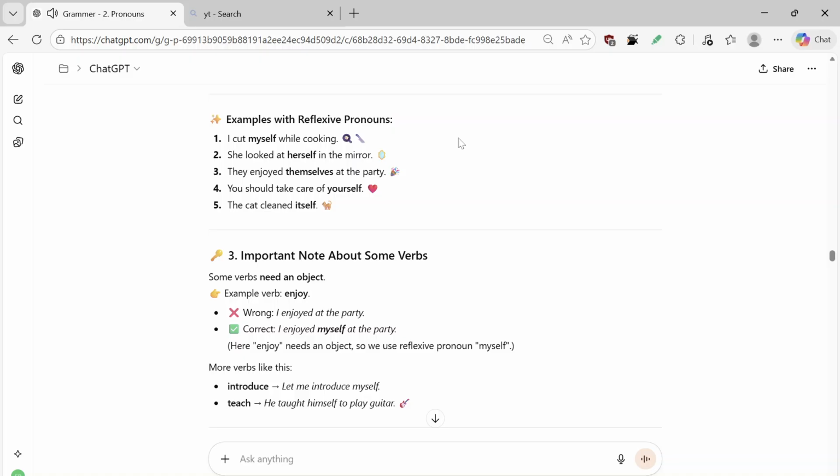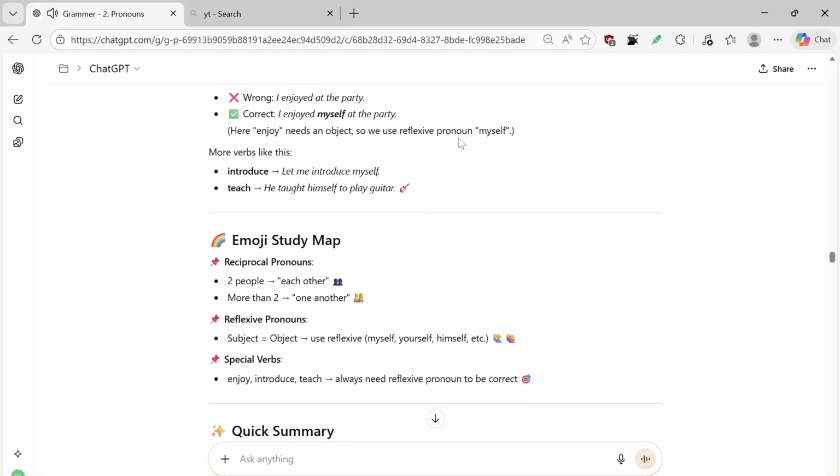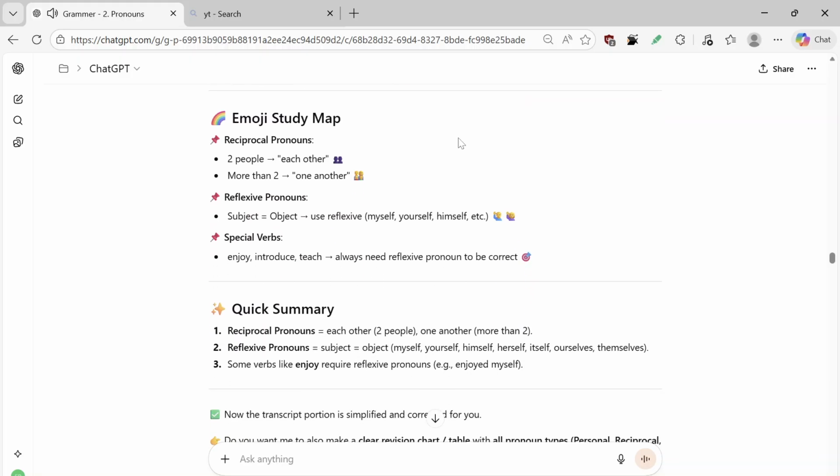Study map. Reciprocal pronouns: 2 people, each other; more than 2, one another. Reflexive pronouns: subject equals object, use reflexive. Myself, yourself, himself, etc. Special verbs: enjoy, introduce, teach always need a reflexive pronoun to be correct.